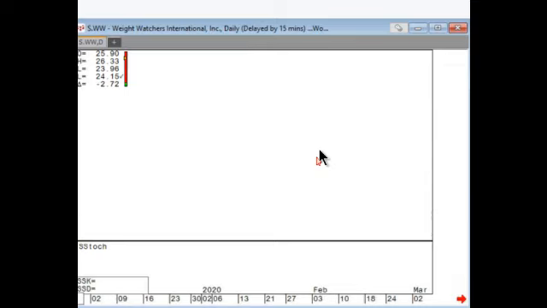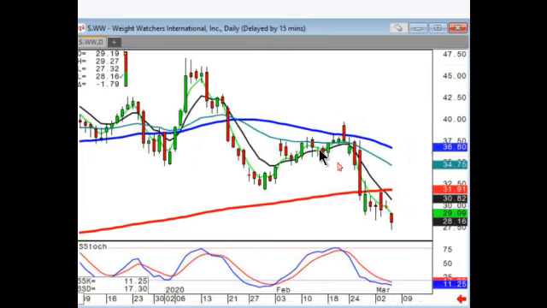Just Weight Watchers. No, not so much a dumpling top, but you can see where the failure was. You stay short.